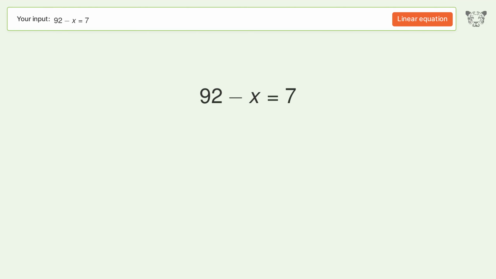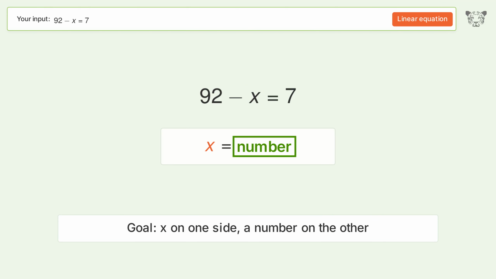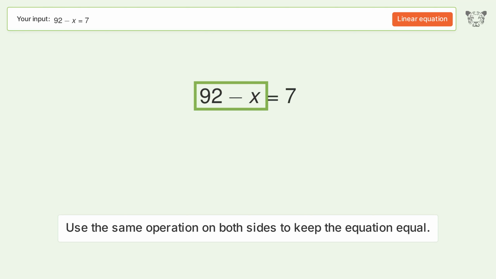Here is the linear equation we are asked to solve. 92 minus x equals 7. Solving means leaving the variable alone on one side, with a number on the other. Let's do this step by step. Use the same operation on both sides to keep the equation equal.